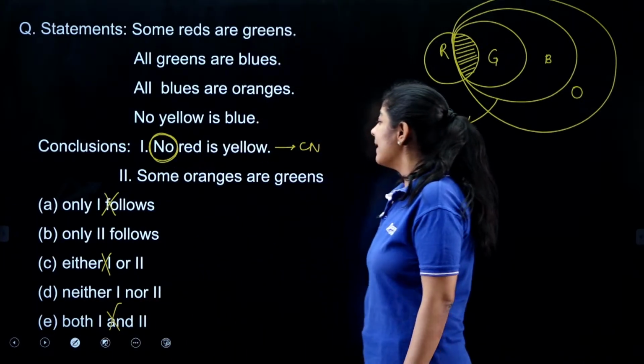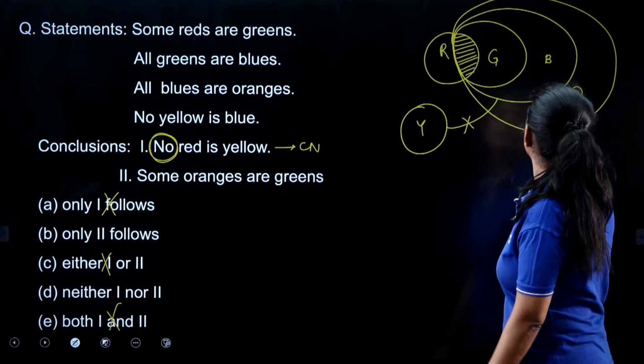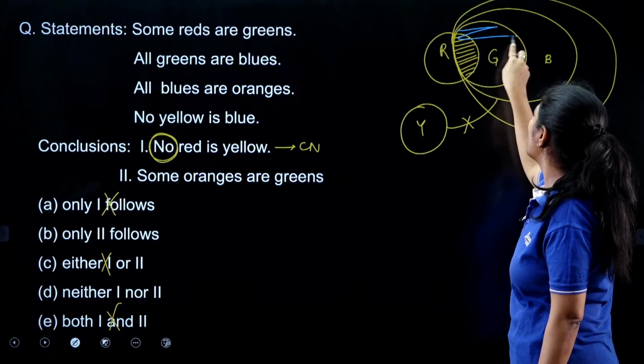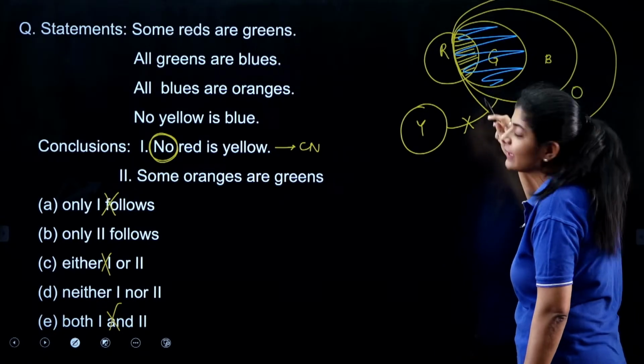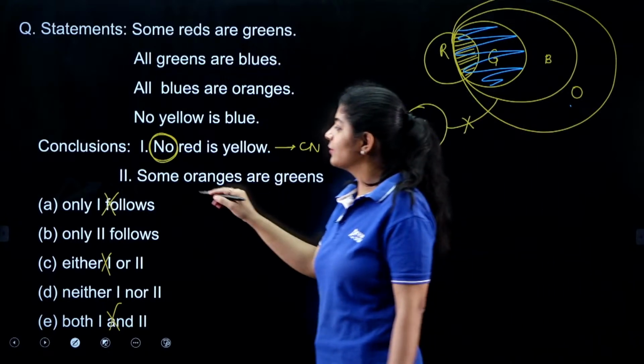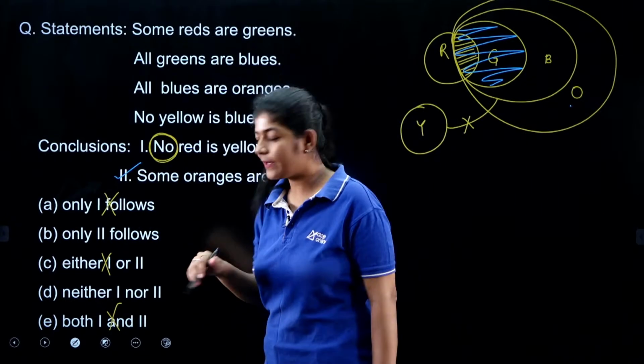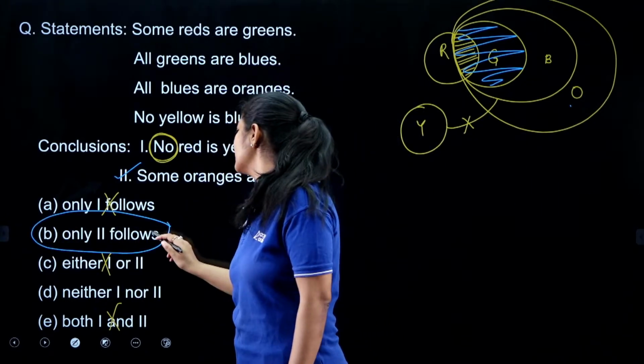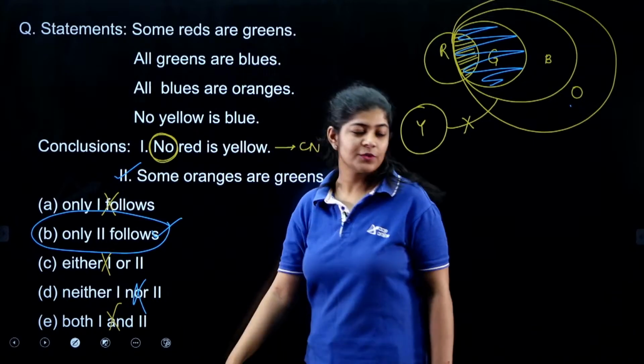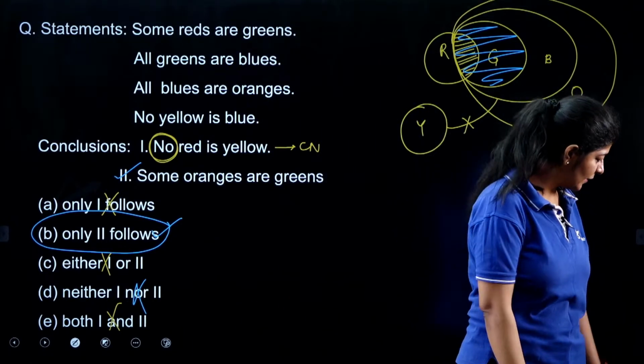Next, some oranges are green. Yes, here we do have a common part over here, which is nothing but some part of orange. So, this one is true. If this one is true, that means your option number B is the correct one.